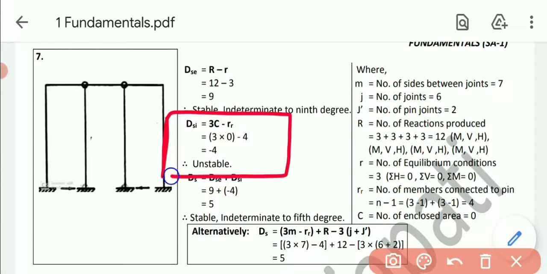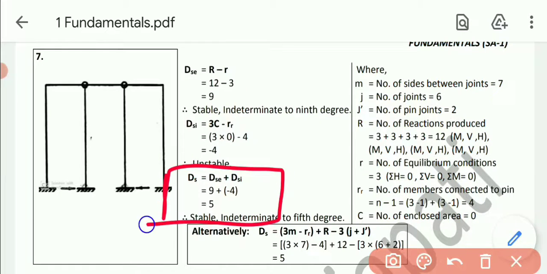DSI, 3 times C minus RR. C is 0 and RR, that is we can say 4. So 0 minus 4, answer comes minus 4, as it is negative, so it is unstable. And finally DS, DSC plus DSI, that is 9 minus 4, answer comes 5. So stable and indeterminate to 5th degree.